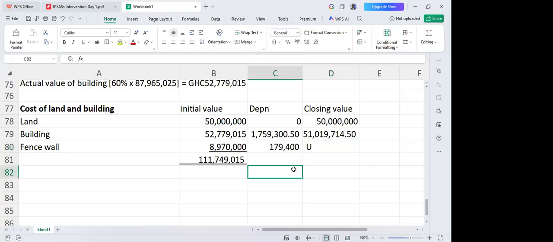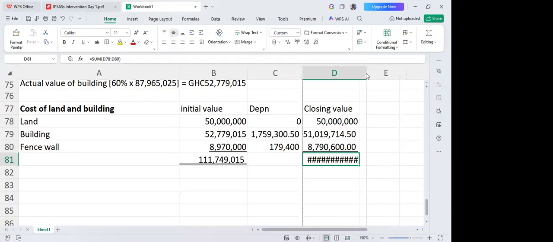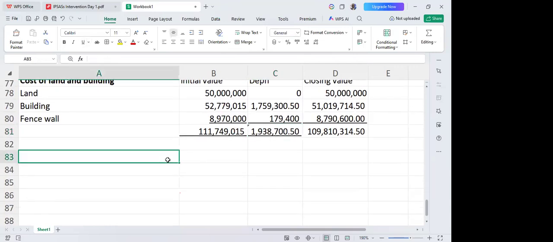We can choose to add them to get their total, then the depreciation total, then the total closing value. So this will be our answer. And I will do the presentation.